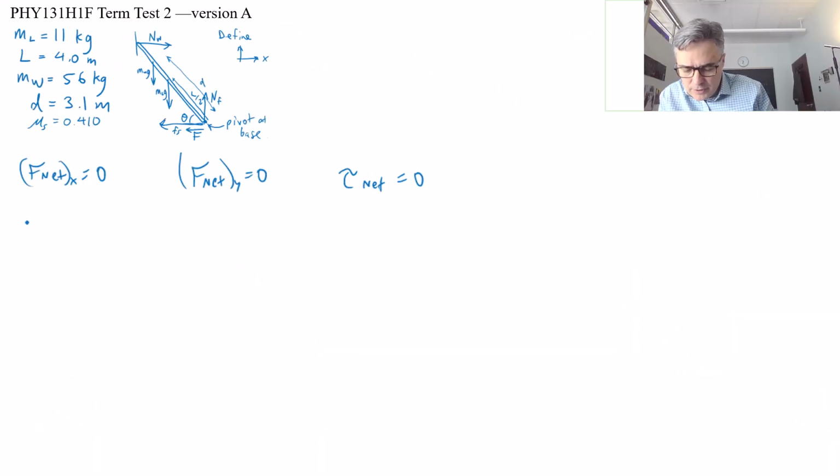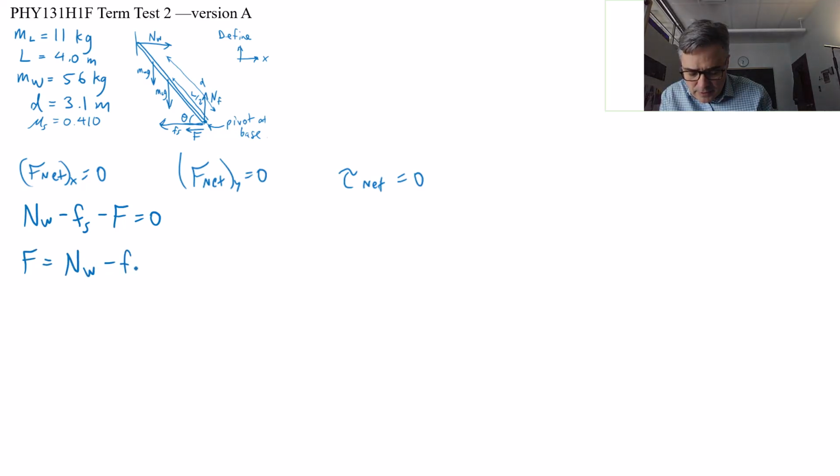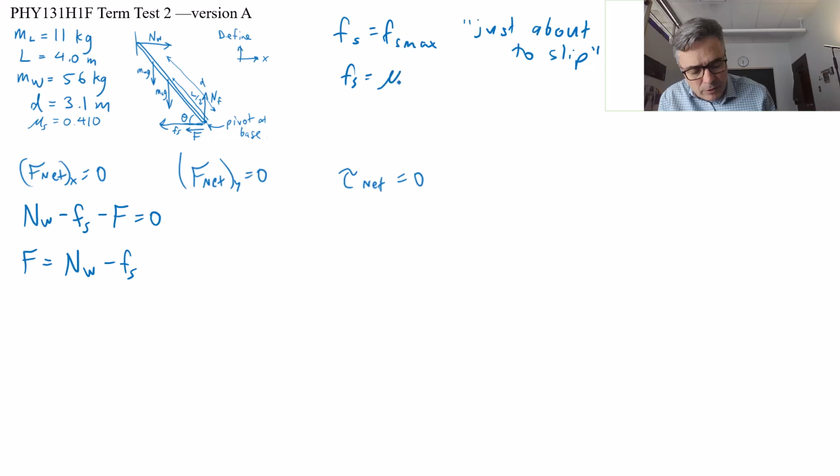So in the x direction, this is going to be the normal force from the wall minus Fs, because it's in the negative x direction, minus F equals 0. We're actually trying to solve for the force F, so flipping this around, you've got F is equal to the normal force from the wall minus the static friction force. And we also know that static friction is equal to Fs max for just about to slip. So Fs is equal to mu sub s times the normal force from the floor.